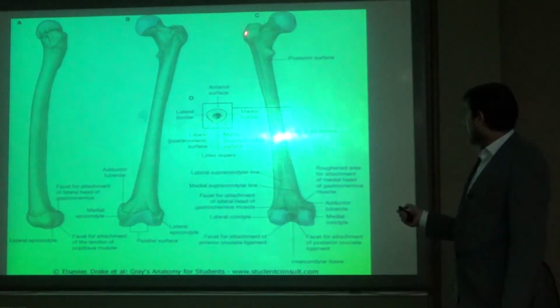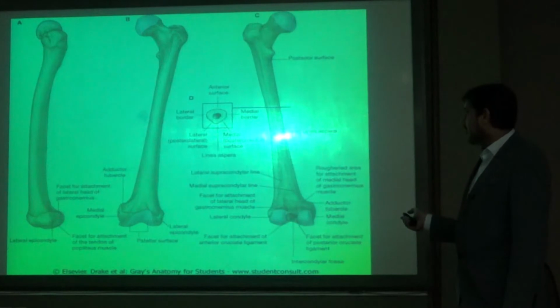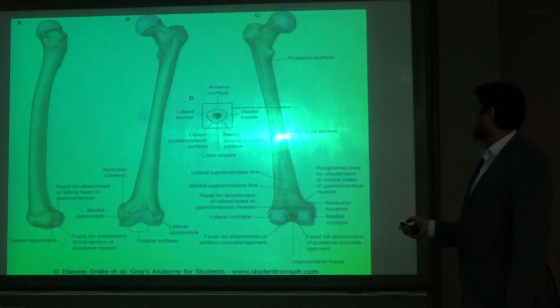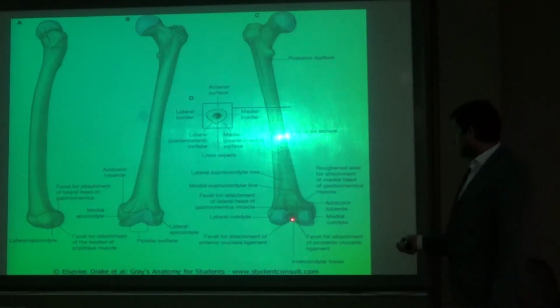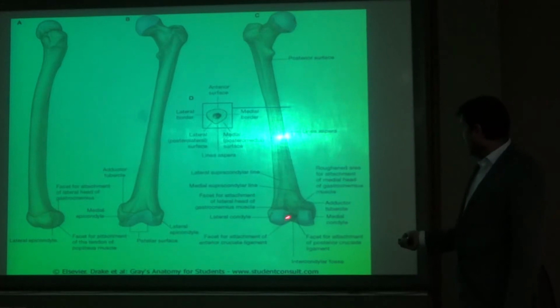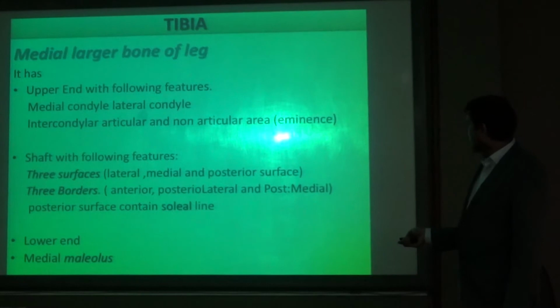This is the greater trochanter. This is the lesser. This is the line, and on the back is a crest, again the linea aspera. What is this? Fossa. What is this? Condyle, intercondylar fossa. And this we have done.